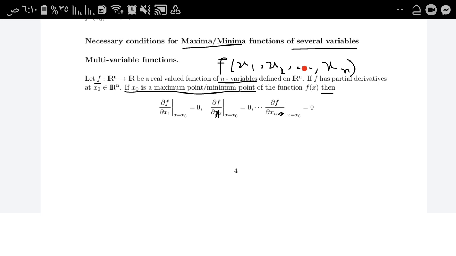We have a multivariable function. The variables are x1, x2 until xn. Okay. In this case, if x0 is a maximum point or minimum point, then the partial derivative of f with respect to x1 is zero, with respect to x2 is zero, and with respect to xn is zero. This generalizes the result we had for ordinary single-variable functions.